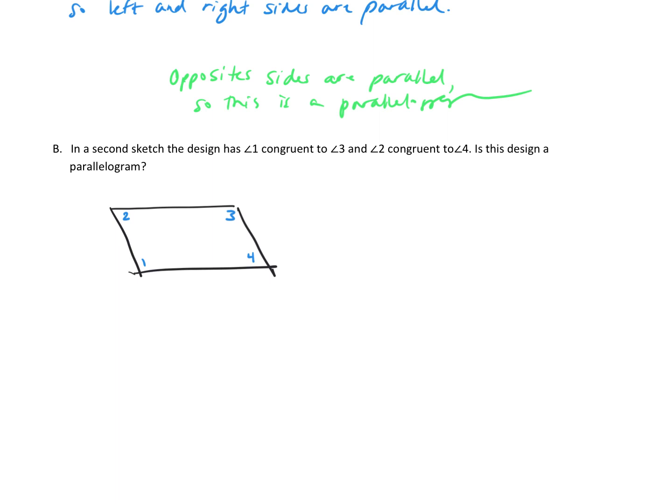Okay, so in a second sketch, the design has angles 1 congruent to 3 and 2 congruent to 4. So let's just make a note of that. Angle 1 is congruent to angle 3, and angle 2 is congruent to angle 4. So we're going to work through a bit of a mathematical proof to show whether or not we have a parallelogram. We do know that we have a quadrilateral.